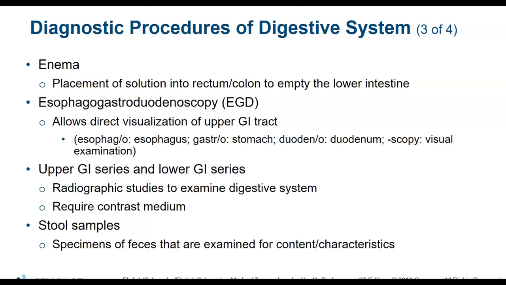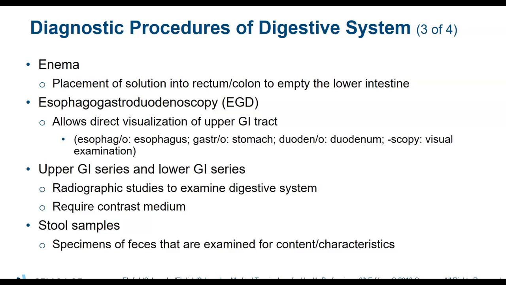Upper GI and lower GI series, again, are different. An upper GI, you're going to swallow. They're going to watch it through the mouth, down through the GI system. Lower GI is going to be done like an enema. They're going to inject the contrast and the air, and they're going to watch it as it goes through. So they are able to look and see if there's any types of blockages, abnormalities, anything like that.